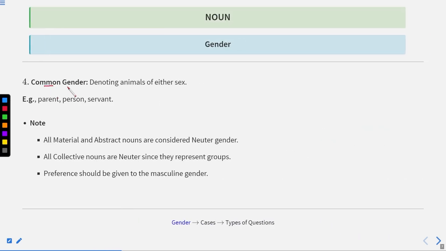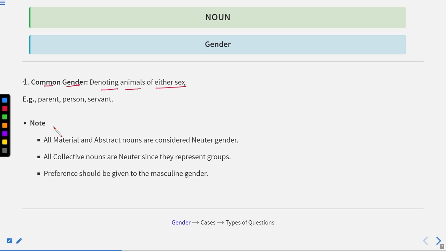Now we have the definition of common gender. This gender is very, very important to learn. It denotes animals of either sex. How? Suppose we talk about a person. By merely reading or listening to the name of that particular person, we cannot decide whether we are talking about the male or the female member. But we know that he is either of the two. For example, if I say parent, I'm not saying parents. Parents covers both mother and father, but I'm only saying the word parent, that his parent has come.